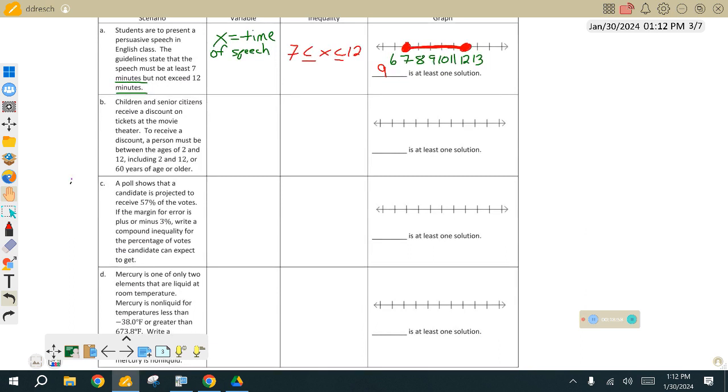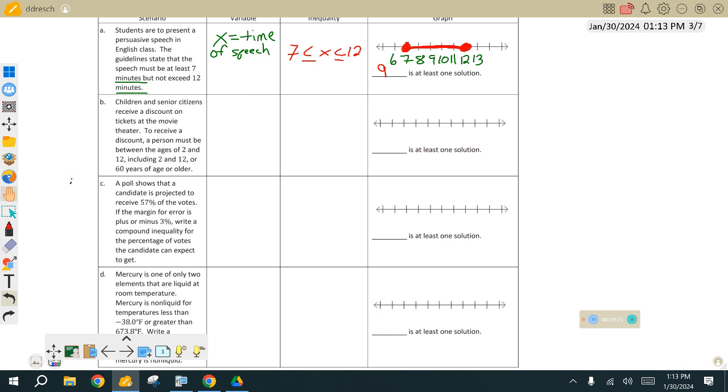Letter B, and we'll call it after letter B. Letter B, you receive a discount on tickets at a movie theater. To receive a discount, a person must be between the ages of 2 and 12, including 2 and 12, or 60 years of age or older.